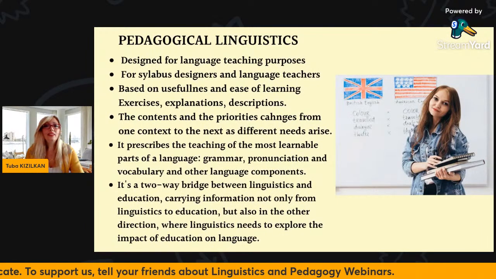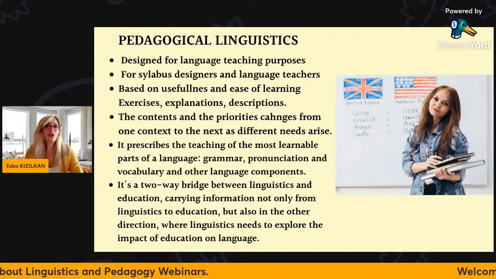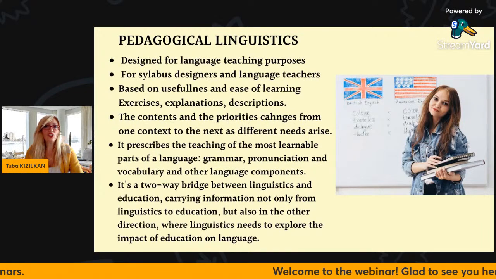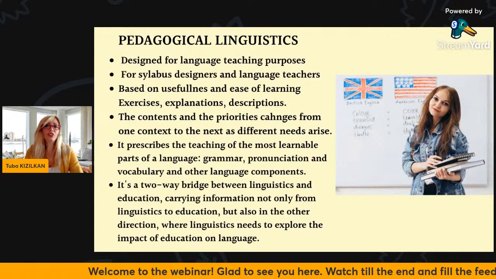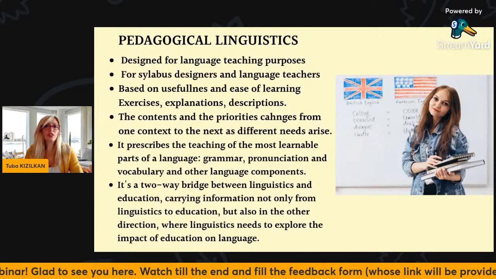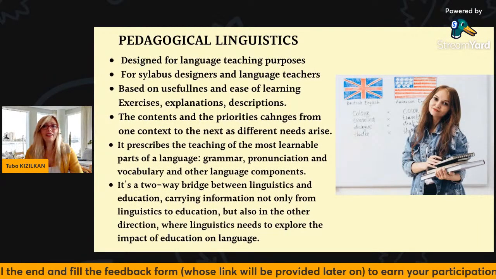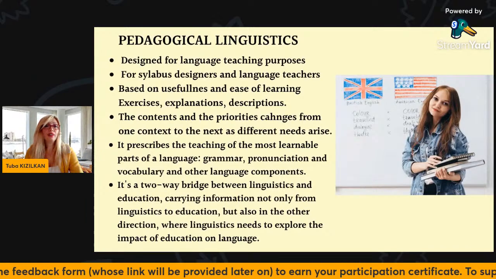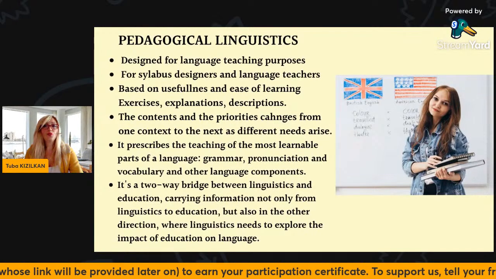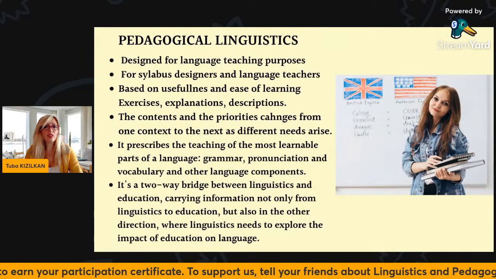Let me introduce you the term pedagogical linguistics. So, what is pedagogical linguistics? This is designed for language teaching purposes. So, I think an English teacher should absolutely be involved in pedagogical linguistics and have some study on this. And it is also for syllabus designers and language teachers, as I said, and it is based on usefulness and ease of learning exercises and descriptions, explanations, etc.